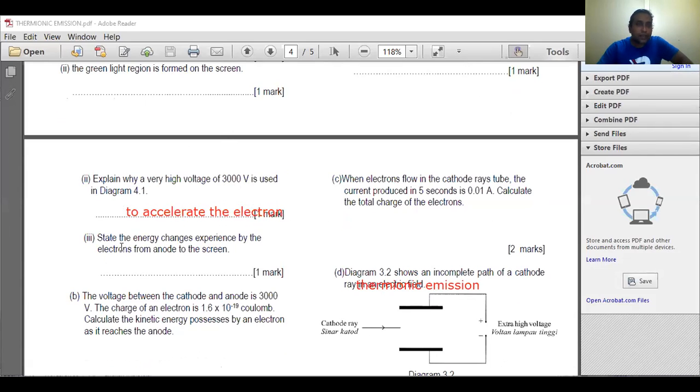Next, state the energy changes experienced by the electron from anode to screen. The changes will be kinetic, because you're moving, to light. So kinetic to light.